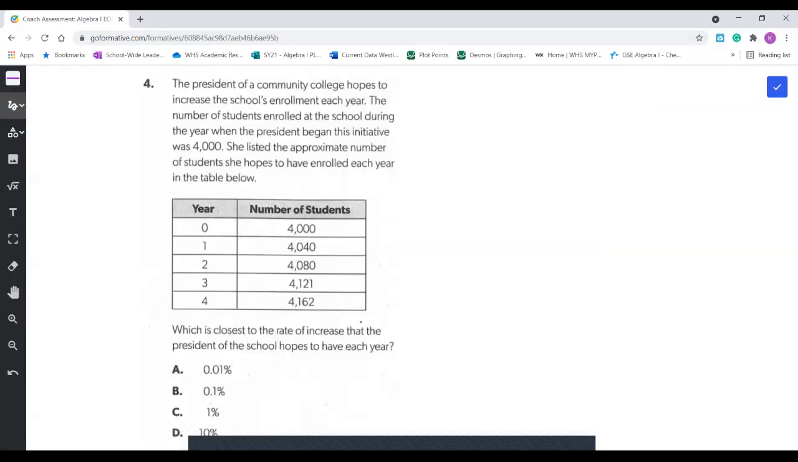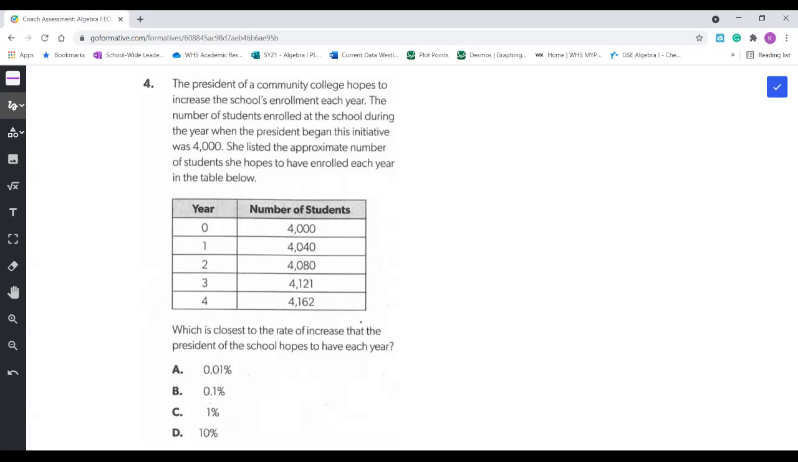All right, so we have a word problem. It says the president of a community college hopes to increase the school's enrollment each year. The number of students enrolled at the school during the year when the president began this initiative was 4,000. So the initial student population was 4,000.